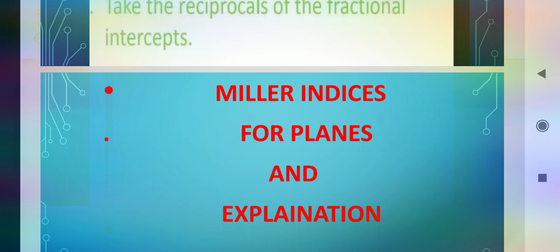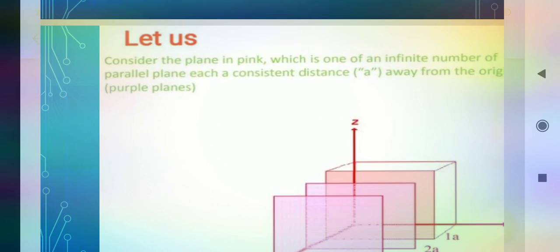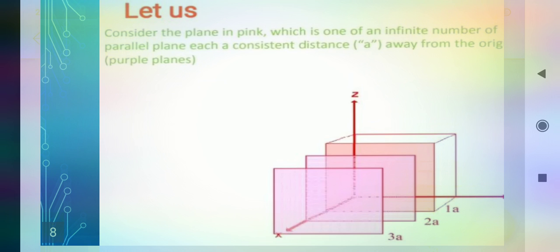Now I am going to take the Miller indices for planes. For planes, how are we going to write the Miller indices? For example, consider a plane in pink. For example, take this picture. So the plane in pink is one of an infinite number of parallel planes, each at a consistent distance.